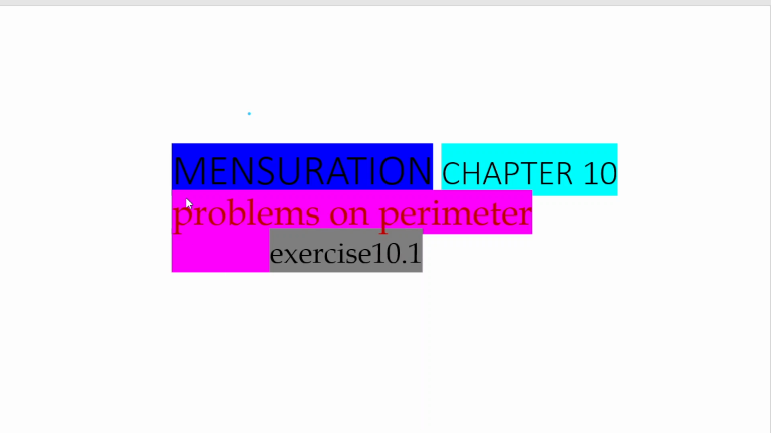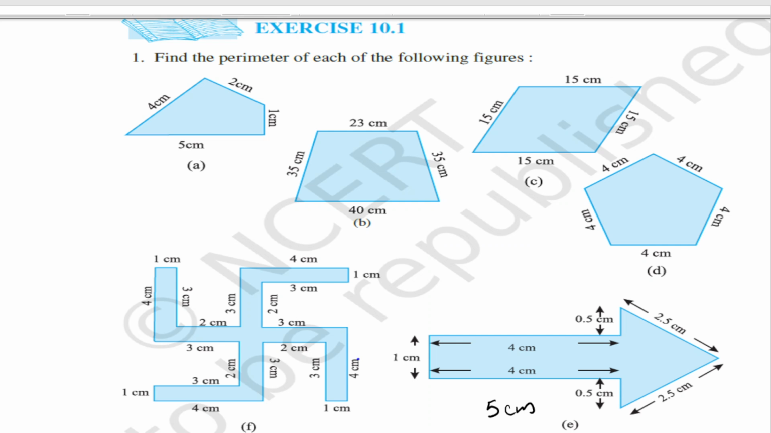Today we are going to talk about problems on perimeter from mensuration chapter 10. And children, let's see the problems on perimeter. Children, you know that perimeter is nothing but distance traveled along the boundaries of a closed figure. So here the perimeter is nothing but 4 plus 2 plus 1 plus 5, that is nothing but 12 centimeters.